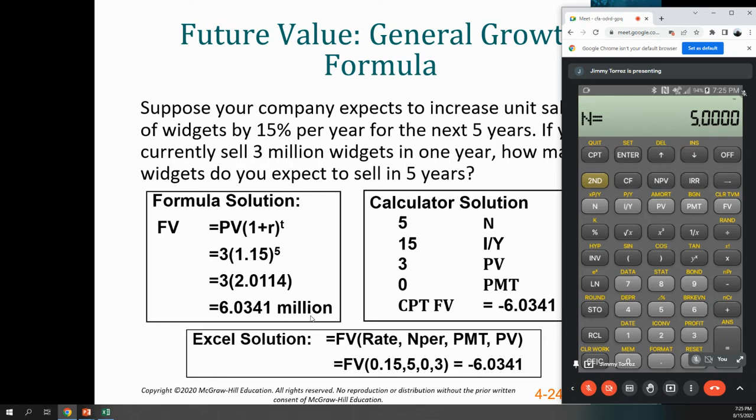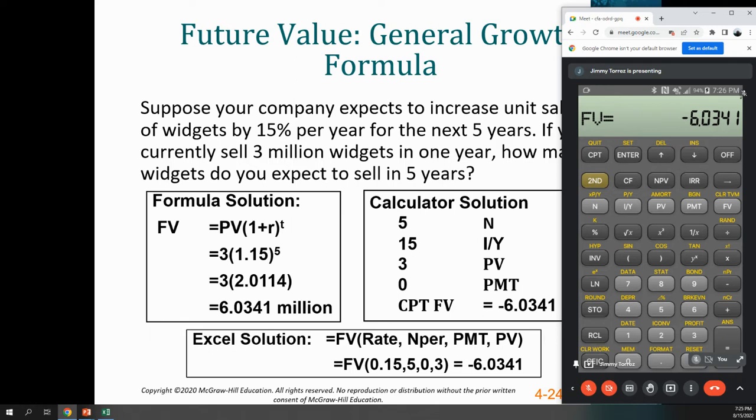Then the interest rate, or the growth rate in this case, is 15%. So 15 I/Y, which is the growth rate here, enter. The present value is 3 million, but we're just doing it with 3. So I'm going to hit 3, PV, which is present value, enter. PMT is 0. The default is 0, so I'm going to leave that alone, and I'm just going to hit compute future value. There we go, which is negative 0.0341. It's negative because we made the present value positive. Okay.